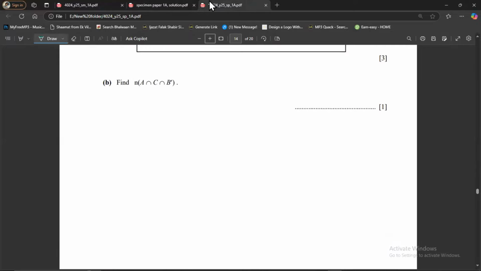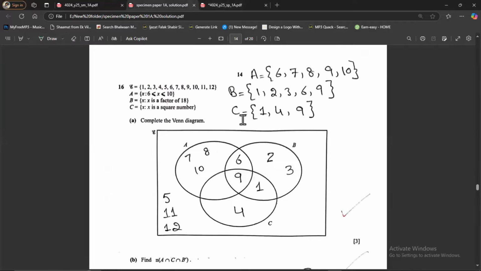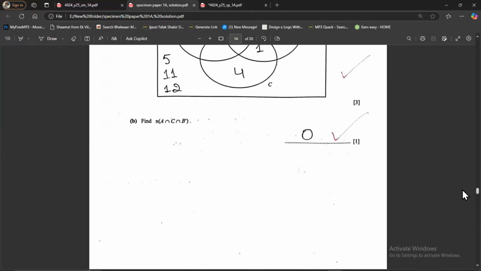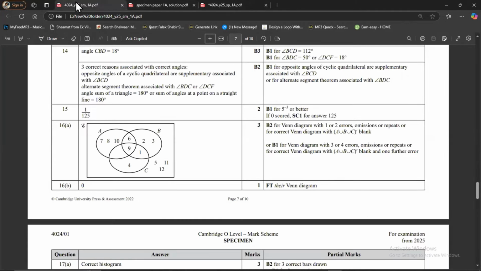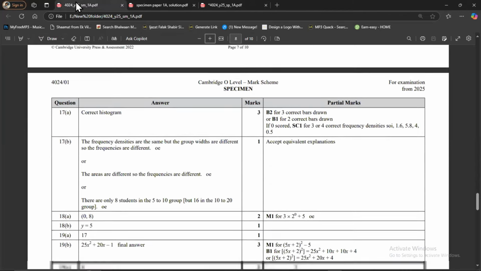It says find n, the number of members in A intersection C intersection B complement. So what you have to do is remain outside B and take what is common between A and C. There is nothing common between A and C outside B. So there are 0 members, so I will write 0. Let's check from the marking scheme. Our answers are right. I hope you understand.